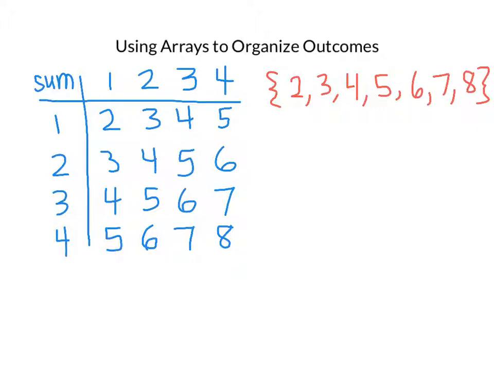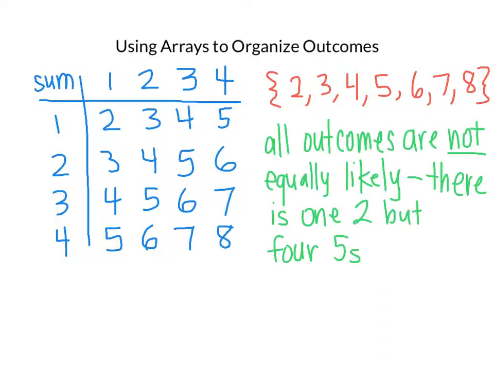The next thing we might be asked is, are all the outcomes equally likely? Well, as you can see, there's only 1 8 and 1 2 and 4 5s. So we can see that they're not all equally likely. So we would say all outcomes are not equally likely and explain it by saying there's only 1 2 but 4 5s. You could go on to say that there are 2 3s and 3 4s and 3 6s and 2 7s and 1 8. But I think it's good enough to point out that there are not the same number of outcomes for 2 and 5.